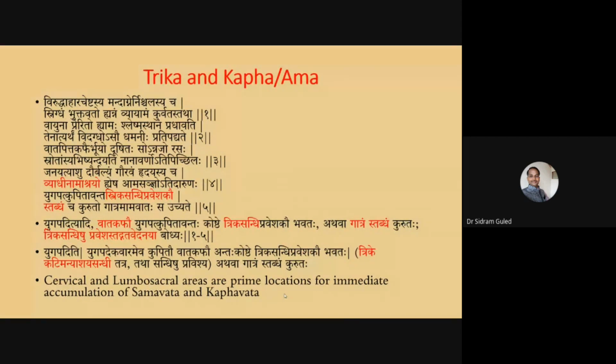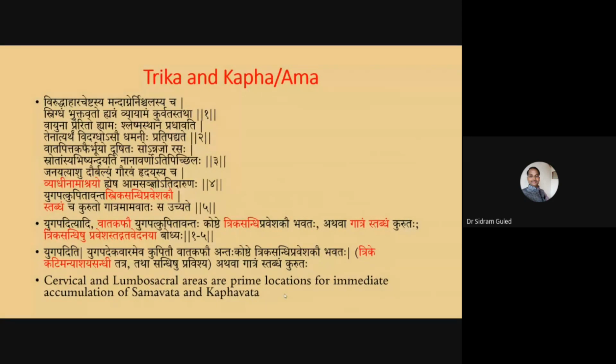In that context, in the Samprapti of Amavata, he has used the words Yugapat Kupitav Antaha Trikasandhi Praveshakahu. We know Amavata is a Sandhigata vikara, and Trika is also a Sandhi. Later he has mentioned Trika Praveshako and Sandhi Praveshako separately, so an importance is given to the Trika Bhaga here, which is a prime location of accumulation of Ama. Whenever there is Amarasa in the body, it mainly and immediately accumulates in the Trika Bhaga. That is what he seems to say here.